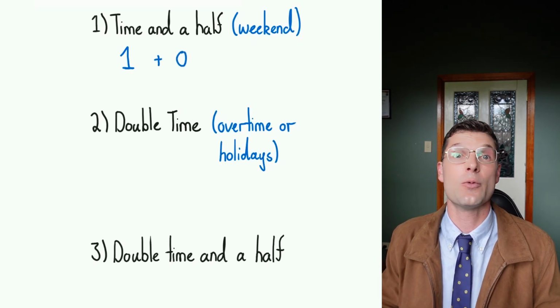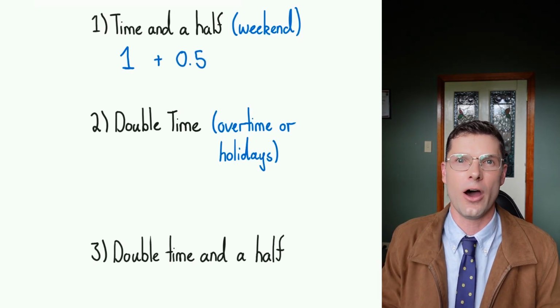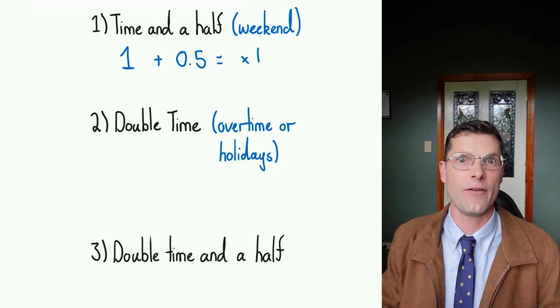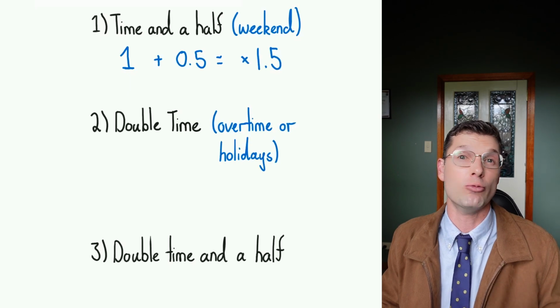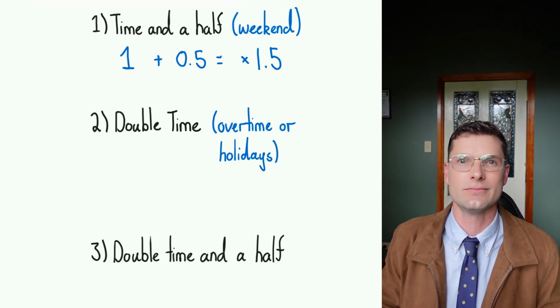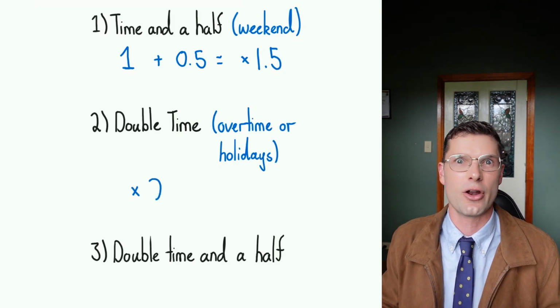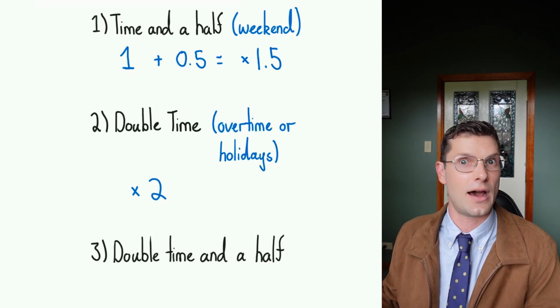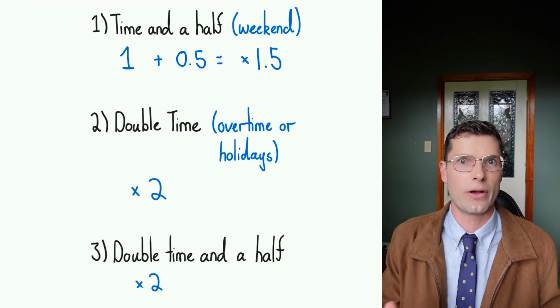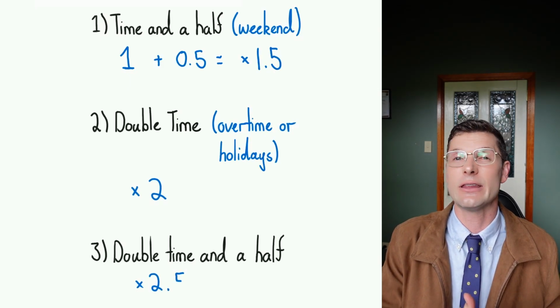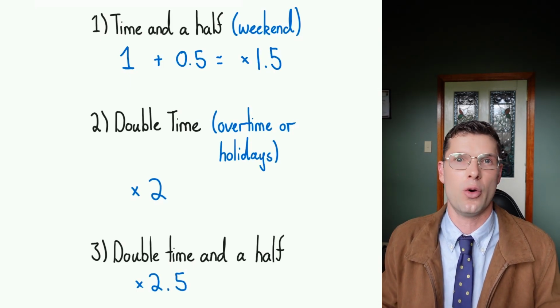And a half means that we're going to add on another 0.5. So 1 plus 0.5 means that my time and a half incentive is 1.5. So my rate, I multiply by 1.5. Double time makes a lot of sense. I've got to multiply it by 2. I'm earning double. And then double time and a half is just the 2 plus the 0.5. So whatever my hourly wage is, I multiply it by 2.5.